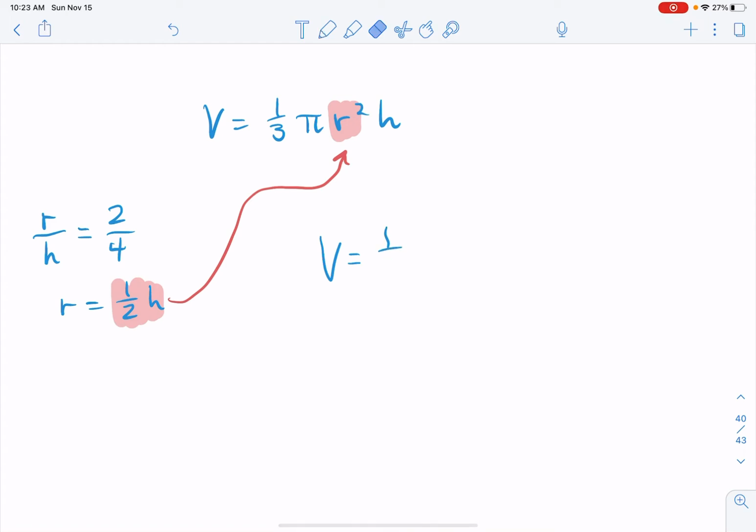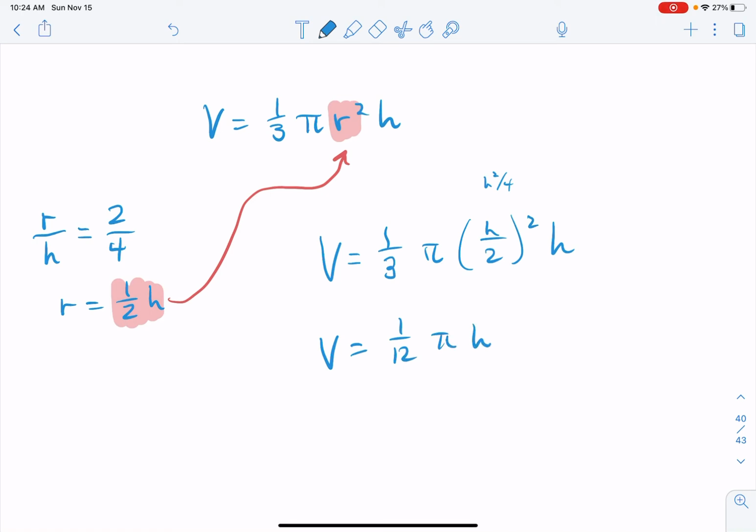1/3 pi. Instead of the r, I'm going to write h over 2, squared, times the h. And voila, there's no radius in it anymore, but let's go ahead and simplify here. Inside the parentheses, I'm going to have an h squared over 4. The 4 there is going to multiply by the 3 here, giving us a 12th. 1/12 pi h squared times this h, h cubed.